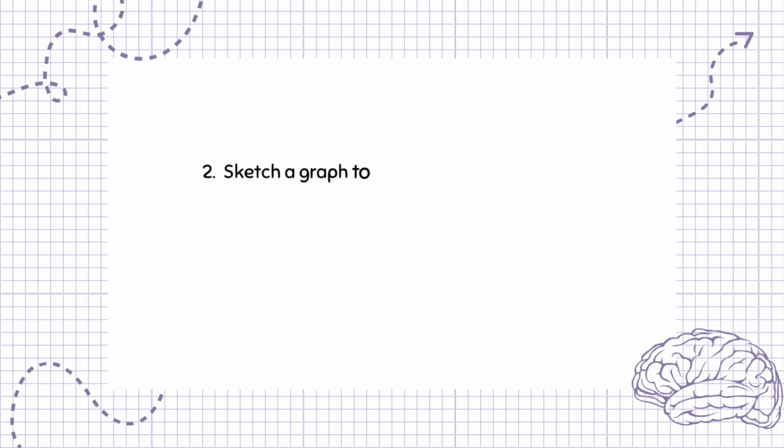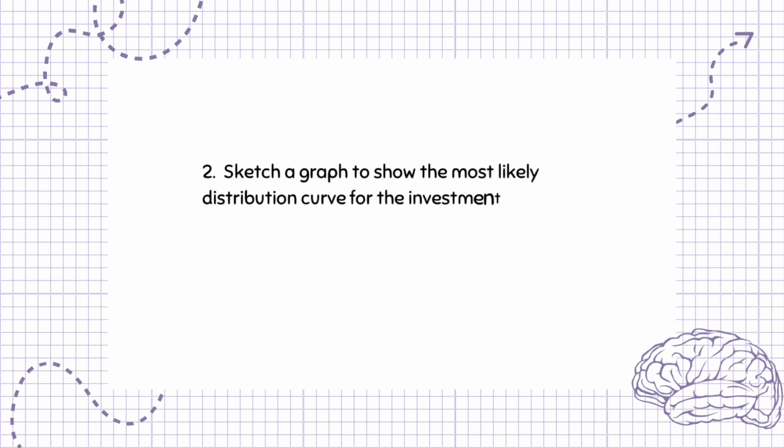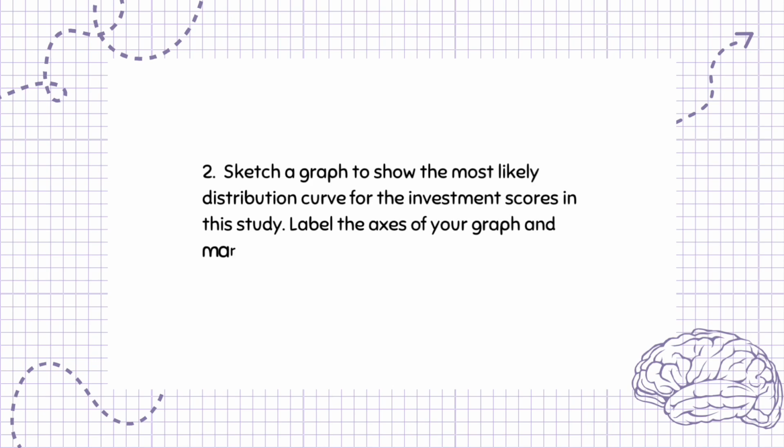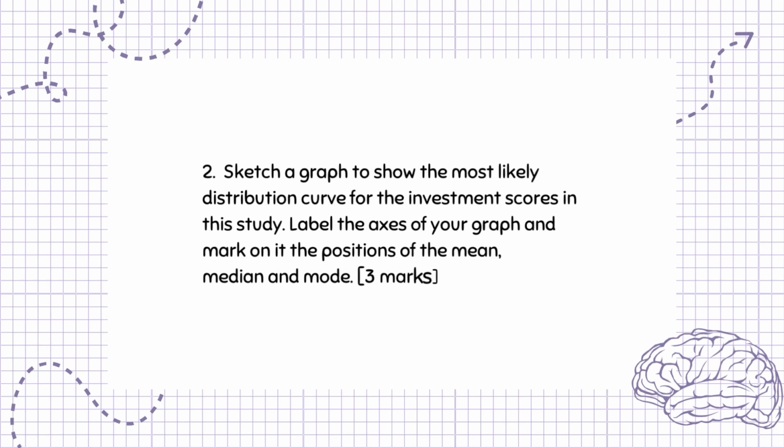Question 2. Sketch a graph to show the most likely distribution curve for the investment scores in this study. Label the axes of your graph and mark on it the positions of the mean, median, and mode. 3 marks.